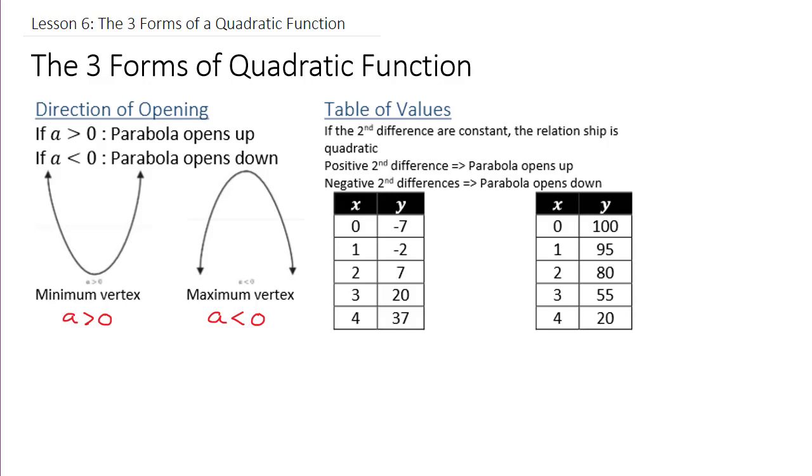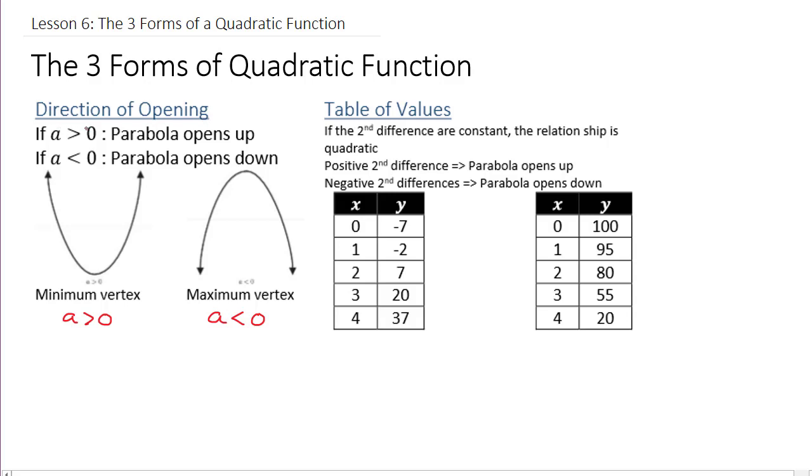First, let's talk about the direction of opening of a parabola. When we graph a quadratic function, it makes a shape called a parabola, which is sort of that U shape. All forms of the equation share the same a value, so it doesn't matter whether it's in what we call standard form, factored form, or vertex form, a will always be the same value.